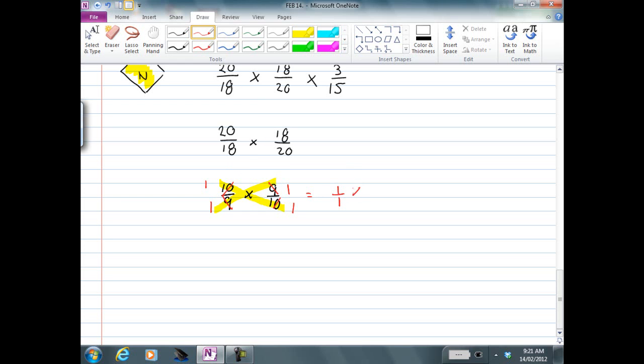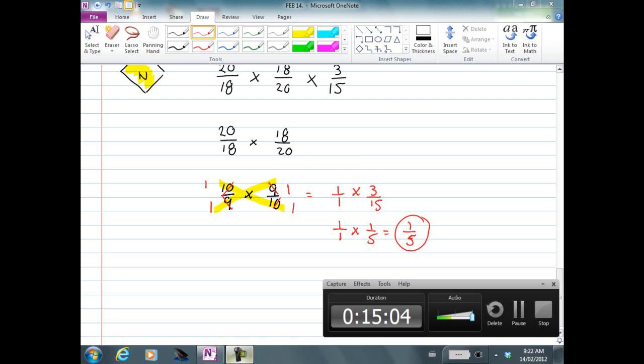Now we take 3 over 15. And again, I like to reduce. If you reduce this down, you have 1 over 1 times 1 over 5. Guys and gals, your answer is 1 over 5. That's it. Okay. All it is a game of reducing up, down, diagonal, and cross multiply, or just multiply straight across.